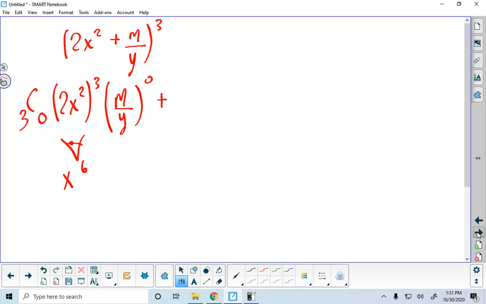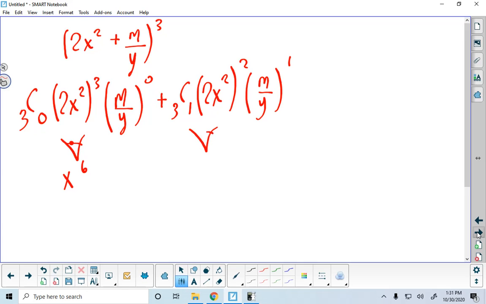My second term would be 3 choose 1. It would contain a 2x squared, squared, and it would contain an m over y to the 1. And when I look at this with my eyeball, I can see that we're going to have x to the 4. So we are after x squared. We are not after x to the 6. We are not after x to the 4. We are after x squared.